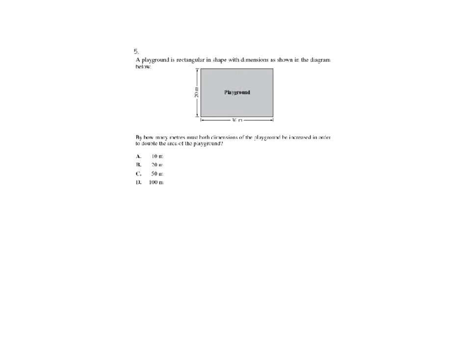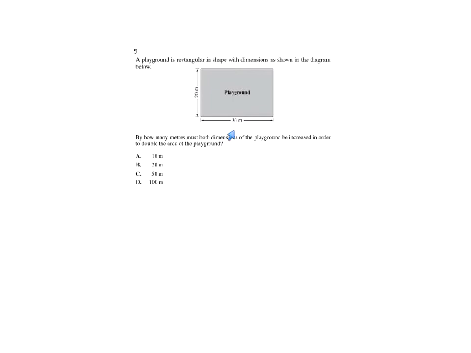Next question is number 5. A playground is rectangular in shape with dimensions shown in the diagram below. So we have 20 meters by 30 meters. It says, by how many meters must both dimensions of the playground be increased in order to double the area of the playground? Okay, so we're going to increase the dimensions. That means we're going to add a certain amount to both the length and the width. So we're either going to add 10 to both, 20 and 30, or we're going to add 20 to 20 and 30, something like that.